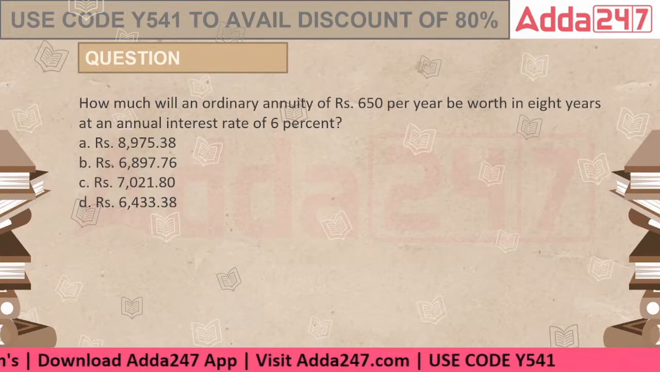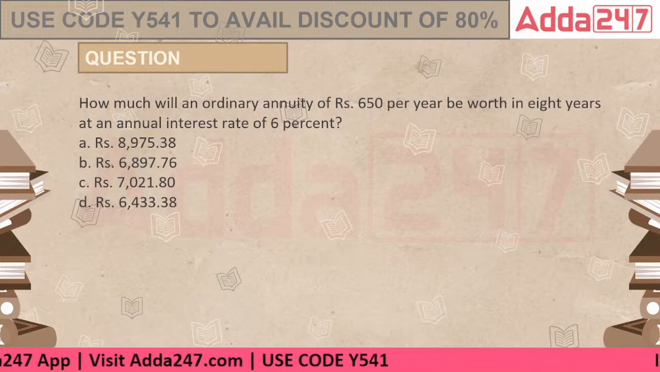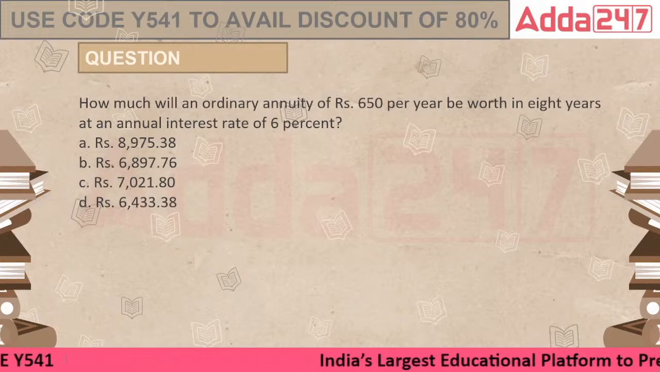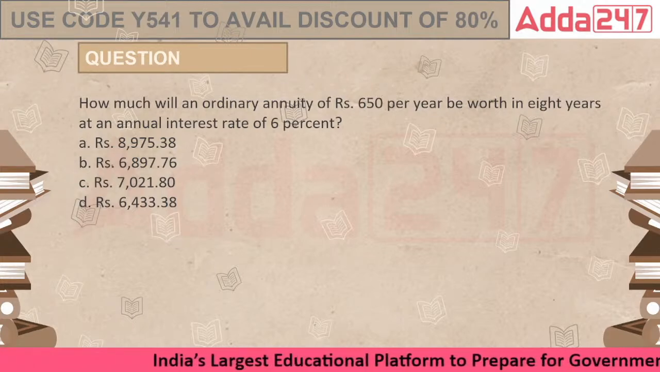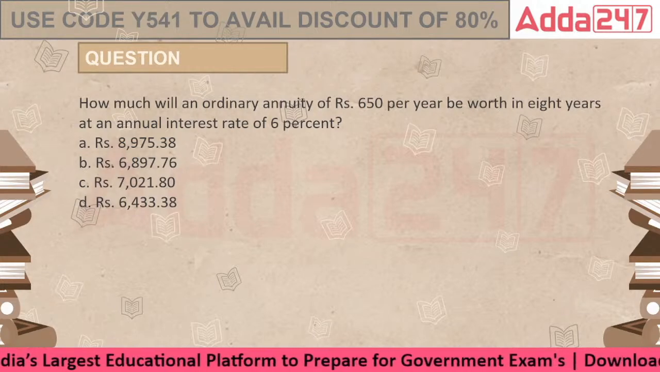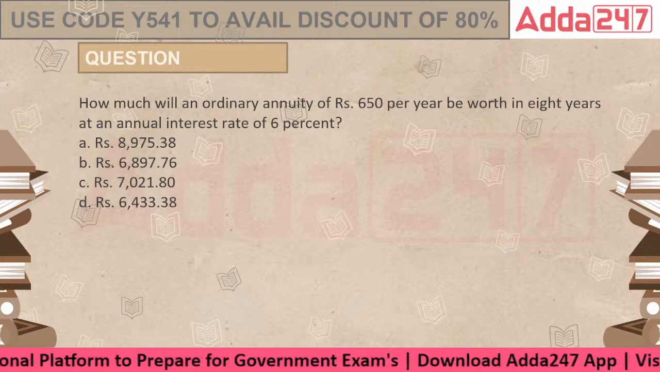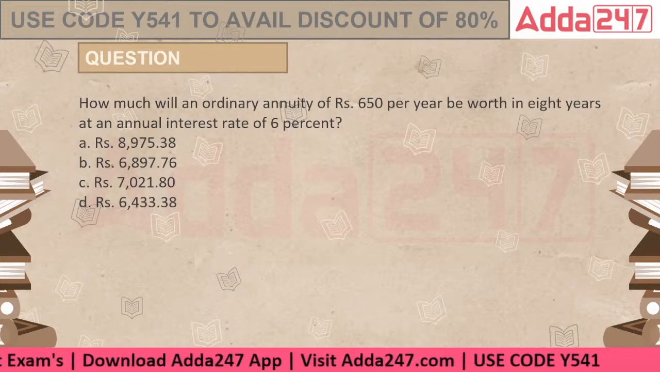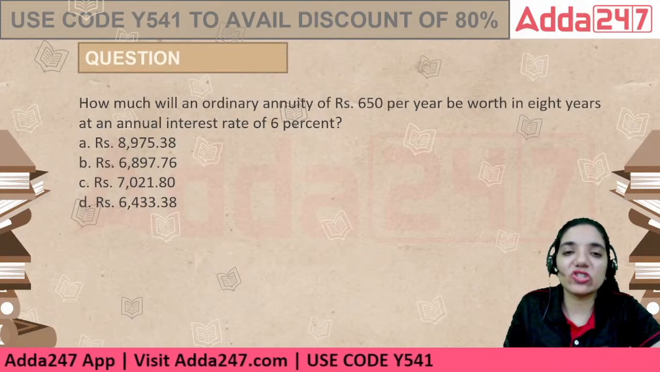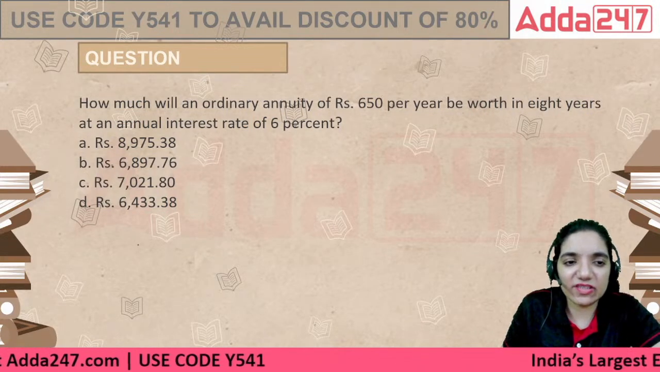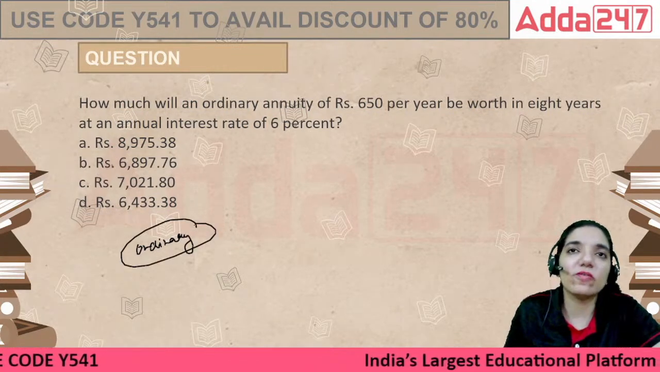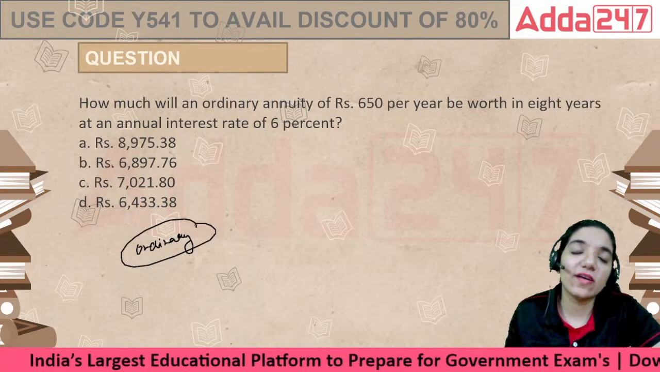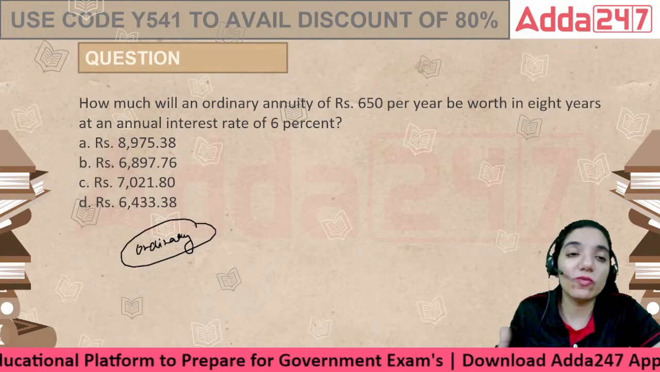How much is an ordinary annuity of 650 per year worth in 8 years at an annual interest of 6%? Okay, so let's look forward to this question. See, the ordinary annuity is there. Ordinary annuity means annuity which is done at the end of the year. Always remember this term. See, what would an ordinary man do? He'll always delay his payments. He'll say, pakka, I'll do it by the end of this year. I'm not going to do it in the beginning of the year. Till the time we don't feel the deadline, we don't do the work. So it's based upon that.